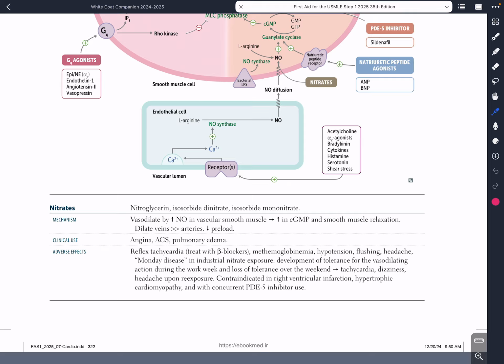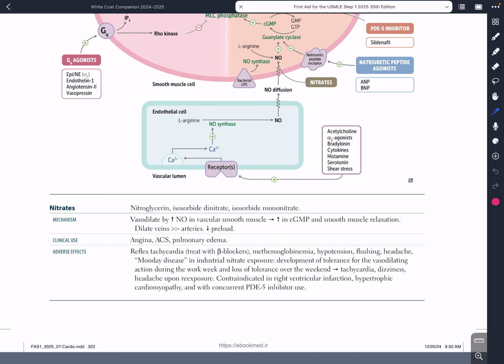Methemoglobinemia can be caused by nitrates: hypotension, flushing, headache, Monday disease. Monday disease is the colloquial term for industrial nitrate exposure. People working in industries are exposed to nitrates, and because on Sunday they are fine, suddenly on Monday when they go to work and are exposed to nitrates, they experience hypotension, flushing, headache. That is Monday disease.